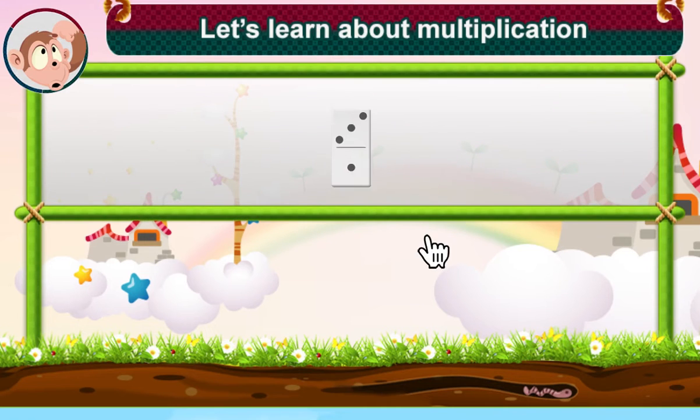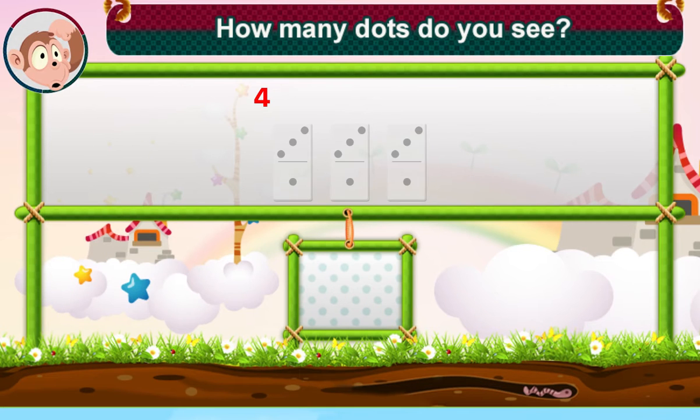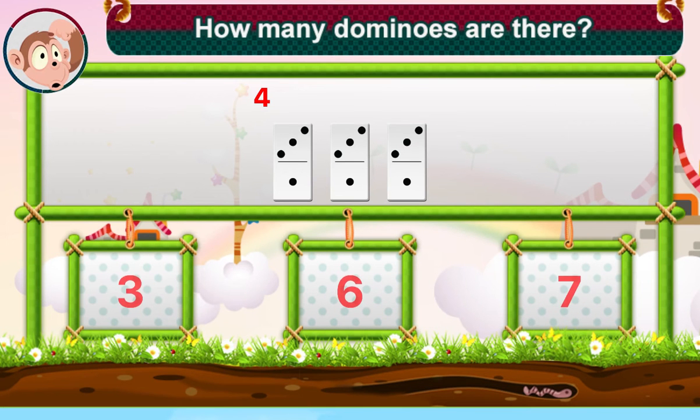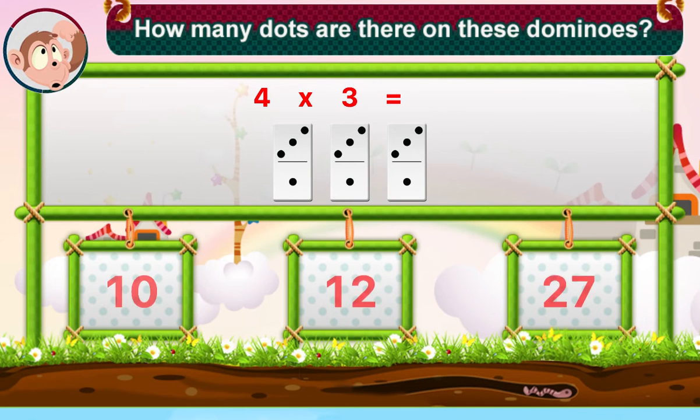Let's learn about multiplication. How many dots do you see? 4. How many dominoes are there? 3. How many dots are there on these dominoes? 12.